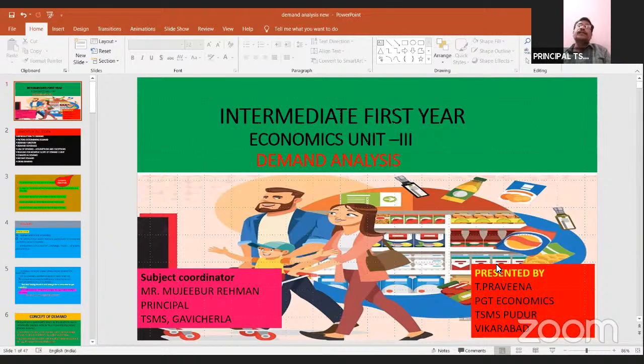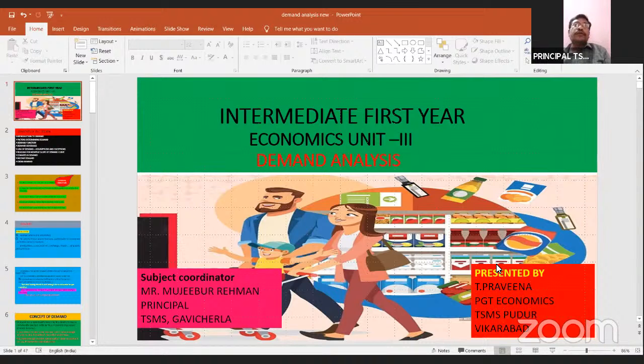So, students, in the earlier session, you were explained the concept of utility. In the second unit, the utility concept and the laws of utility were explained to you. Now, students, in this session, the third unit of the economics subject, that is demand analysis, will be taken up. Children, you are all aware that you often use the word demand in your daily life when you go to the market and purchase commodities. All this, we call demand.